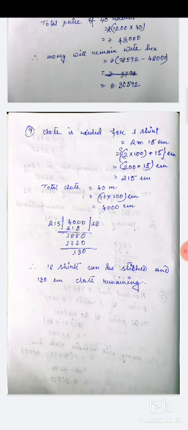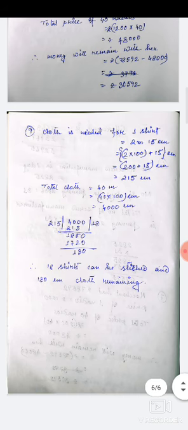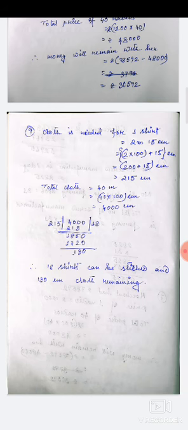So 1 meter is equal to 100 centimeter. So 2 meter 15 centimeter is equal to 2 into 100 plus 15, which is 200 plus 15 centimeter, equal to 215 centimeter. Okay. Now the total cloth is 40 meter, so we convert 40 meter into centimeter. 40 into 100 is equal to 4000 centimeter. Now we divide 4000 by 215.